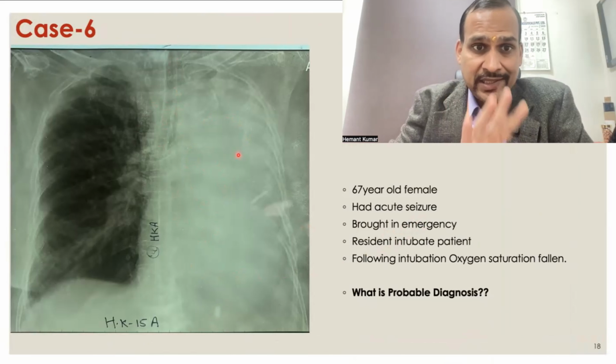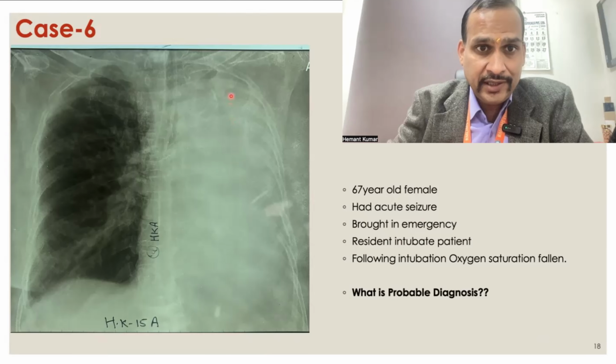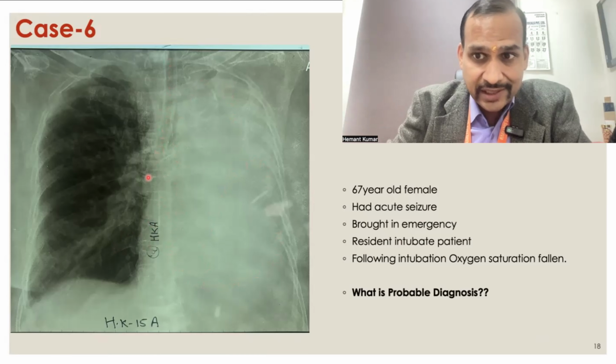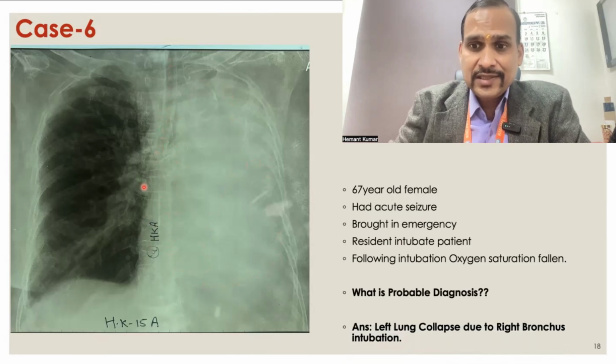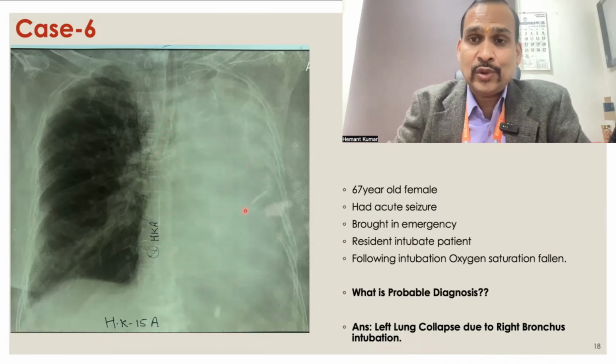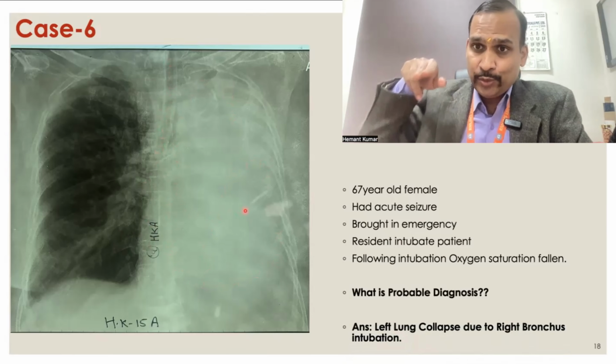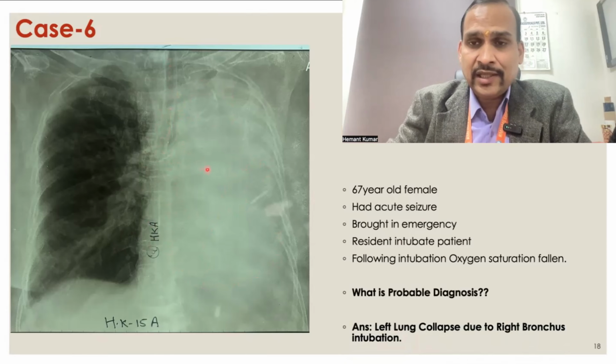If you see this X-ray clearly, you can find there is opacity of the whole left hemithorax. Mediastinal shift is not there to the opposite side. And if you see carefully, the endotracheal tube is coming centrally and going towards the right side. So this is left lung collapse due to right bronchus intubation. The resident pushed the endotracheal tube inside, so the tip of the endotracheal tube has gone to the right side and there is no air in the left side.